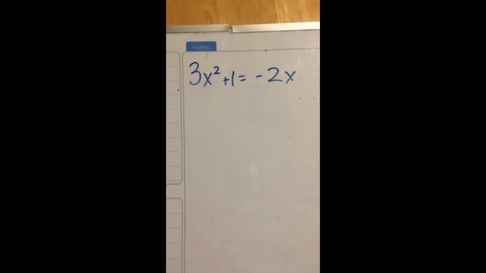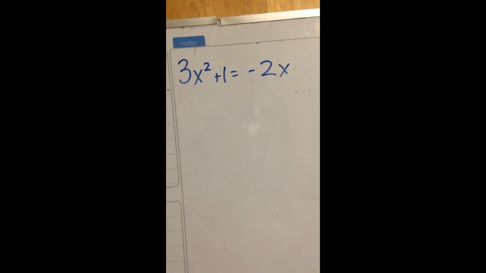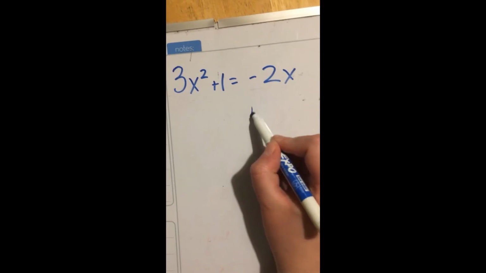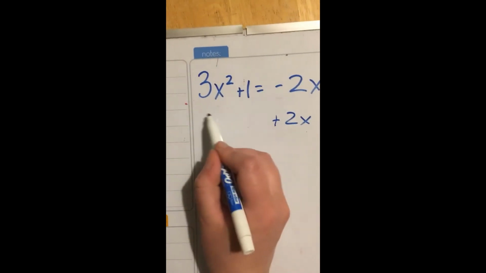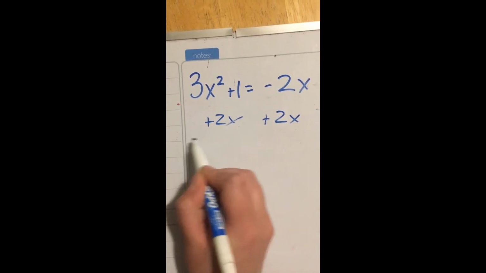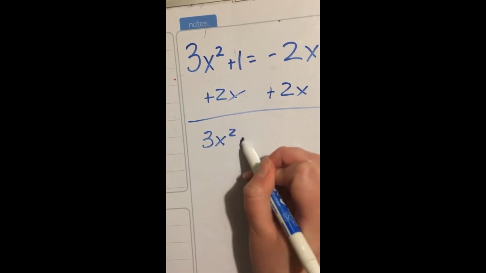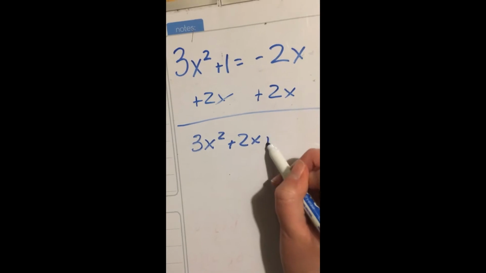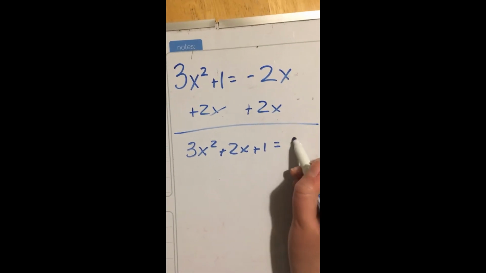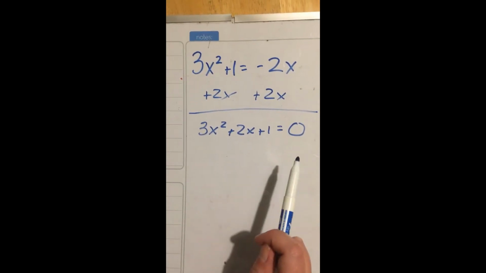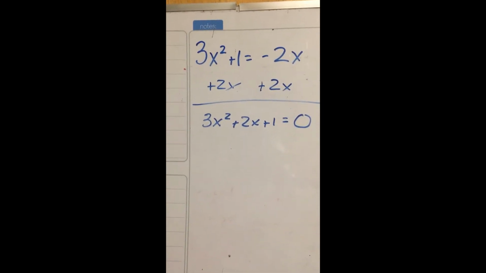So what we have to do to make it equal 0 is, since we have a negative 2x on this side, we're going to have to add 2x to both sides. We're going to be left with 3x squared plus 2x plus 1 equals 0. Alright, so that is in the standard form for a quadratic equation.